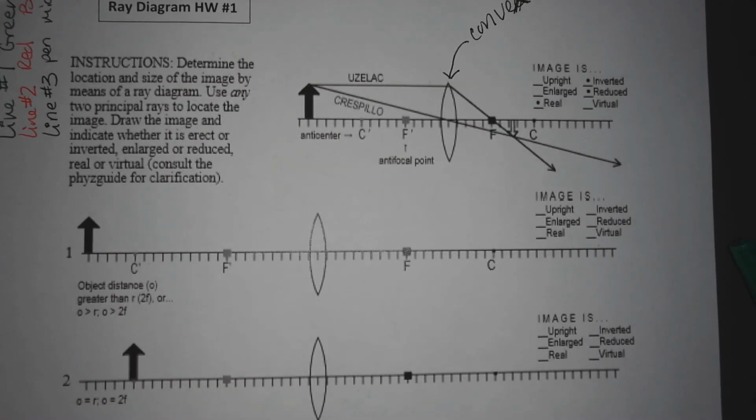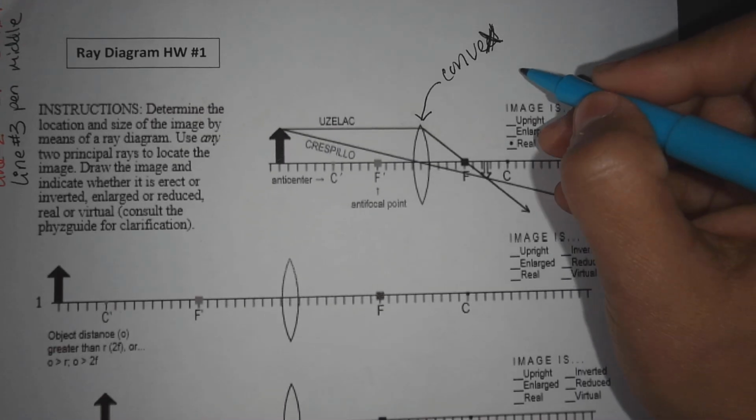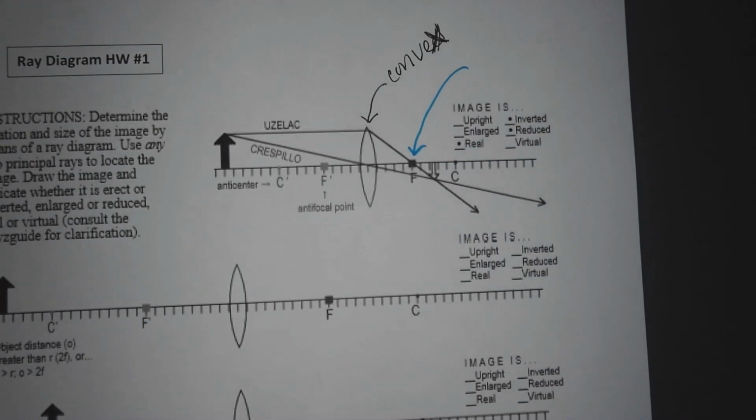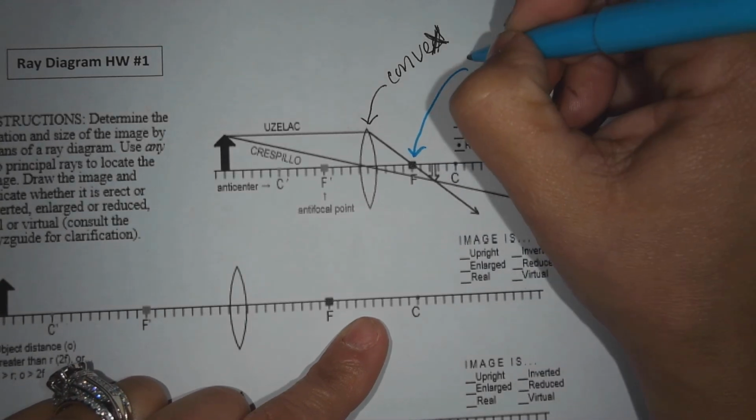look like. The next thing that's super important that we need to talk about or look at is this right here. This dot is called the focal point.